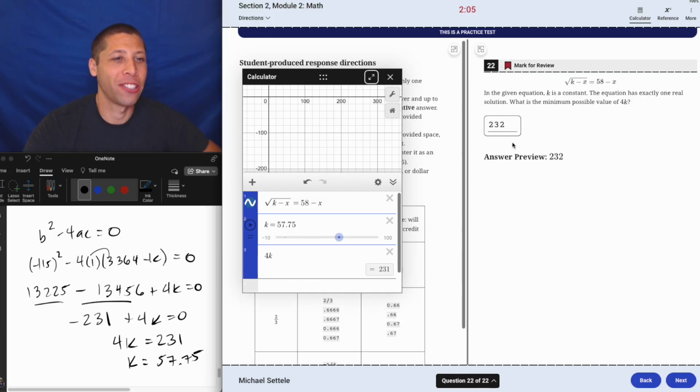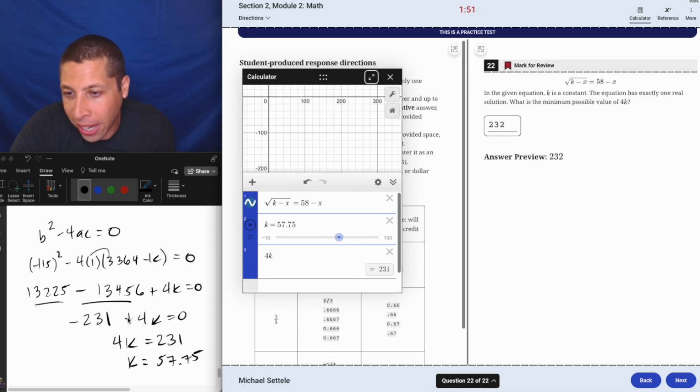In the given equation, k is a constant. The equation has exactly one real solution. What is the minimum possible value of 4k? Do I trust the algebra or do I trust Desmos? The minimum possible value of 4k. Okay. Did I do anything wrong in my algebra?